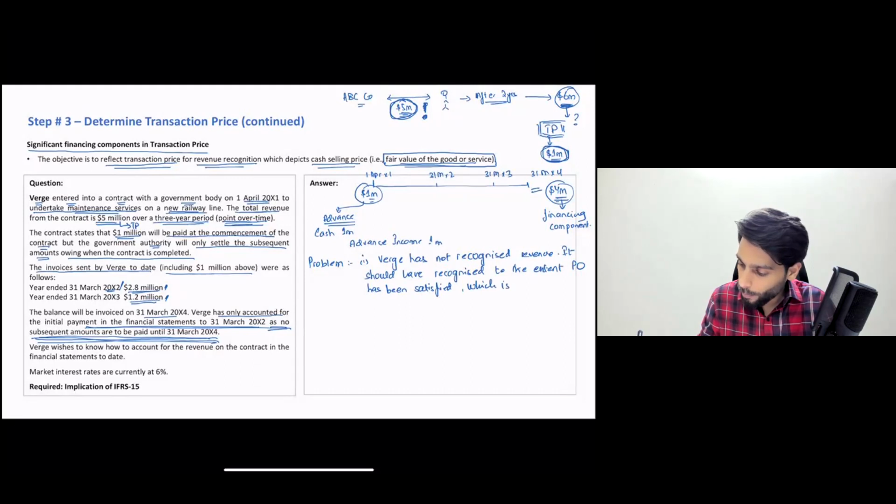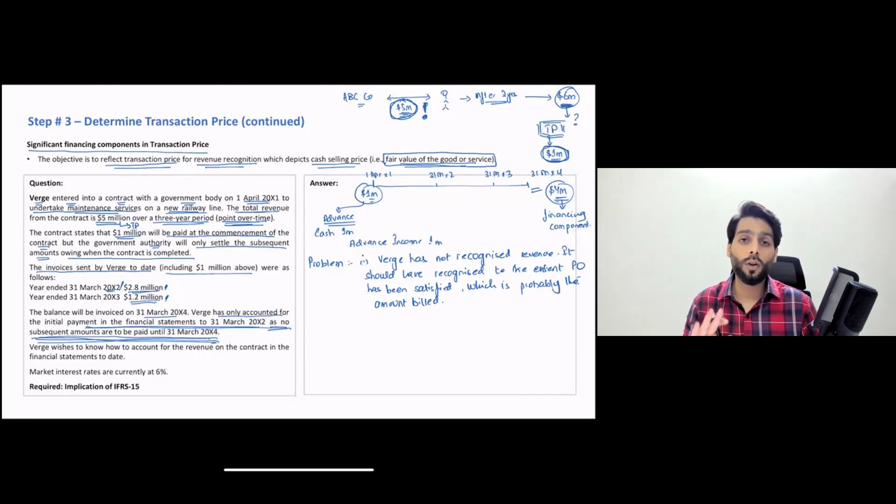which is probably the amount billed. You see, how much of the performance obligation would you most likely have satisfied? No stage of completion or anything is given in this question. So it would be most reasonable to assume that the amount of billing you are doing to your customer would be the most reasonable estimate of your revenue amount.